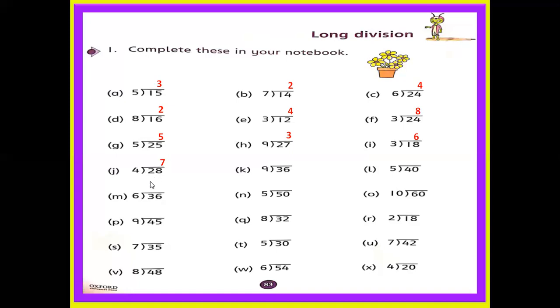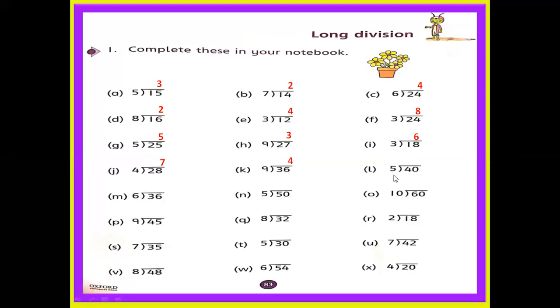You can write 28 under this 28 when you write in your notebook, but no need; if you write the answer, it's okay, no problem. 36 divided by 9. Read the table of 9. 9 ones are 9. 9 twos are 18. 9 threes are 27, 9 fours are 36. So 36 comes after multiplying 9 with 4, which means our answer is 4.